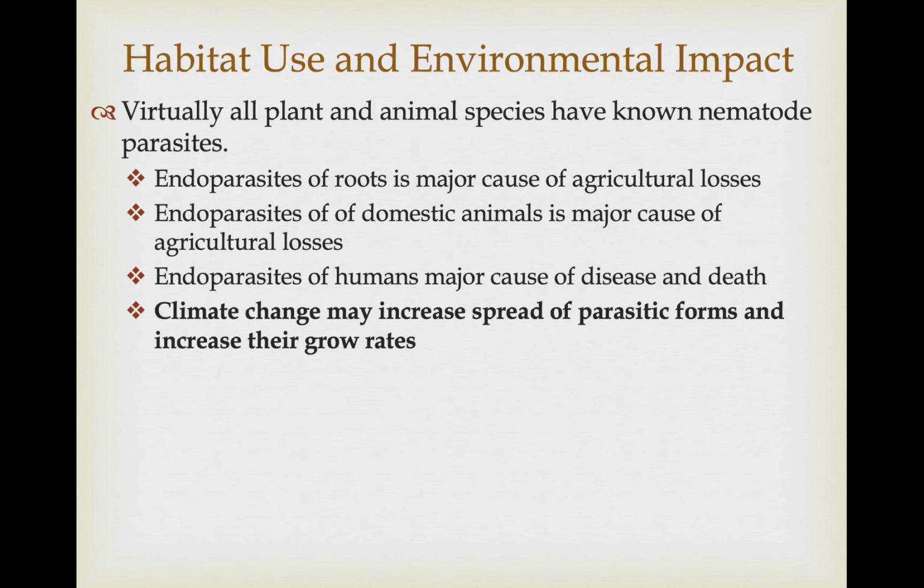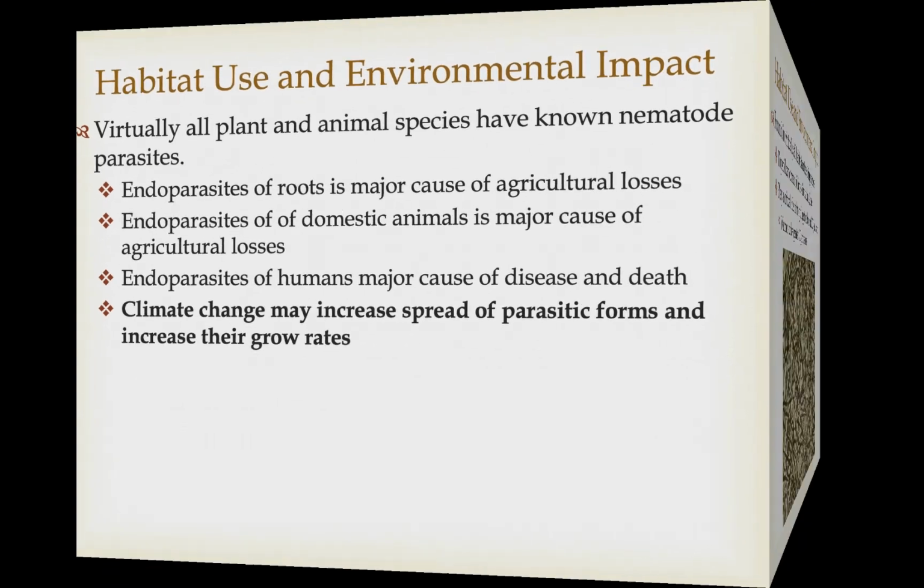And unfortunately, studies have indicated that climate change may be increasing the spread of these parasitic forms from areas like the tropics as other areas begin to become subtropical, and the subtropics spread with the increased global warming. And then also the growth rate of some of these parasitic forms may be increasing due to warmer temperatures.